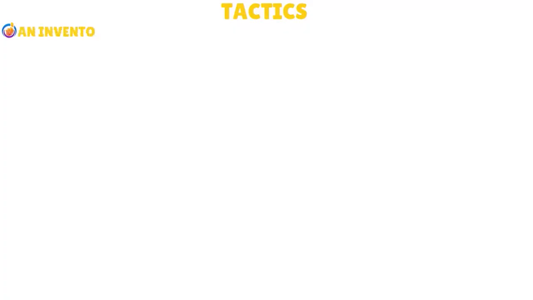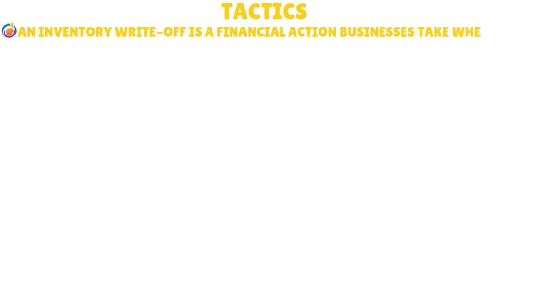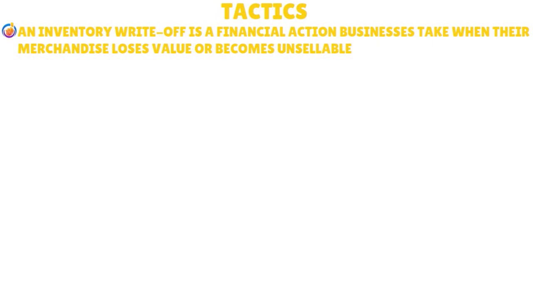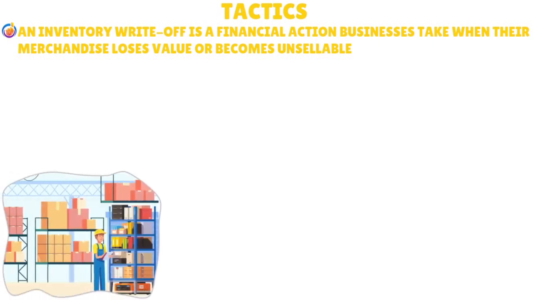So an inventory write-off is actually a monetary action that your business takes when its merchandise loses value or becomes unsellable. So when a company realizes that it can no longer sell some of its inventory at its intended price, the company will write it off, meaning that the company acknowledges that part of the inventory as a loss in the financial records. So balance sheet, income statement, and cash flow statement.